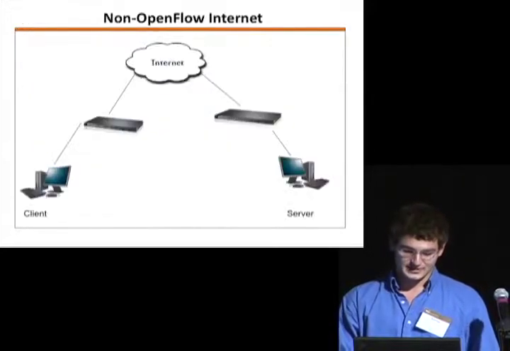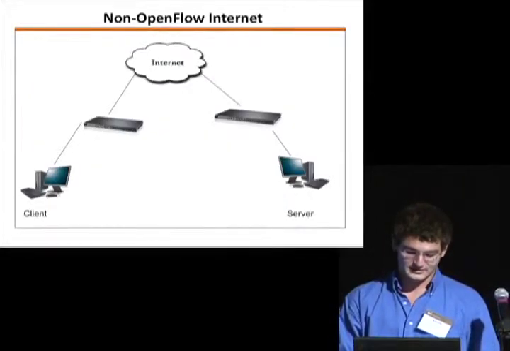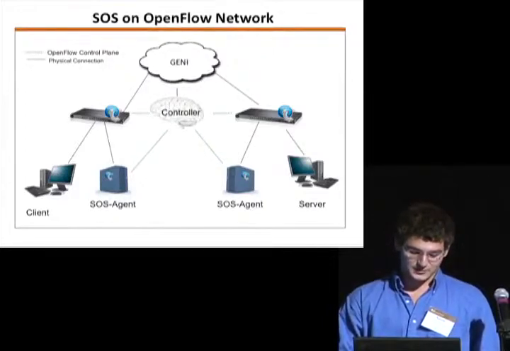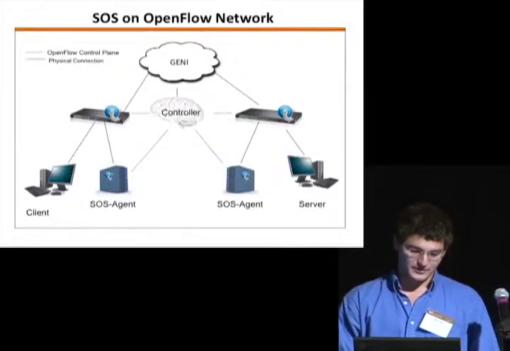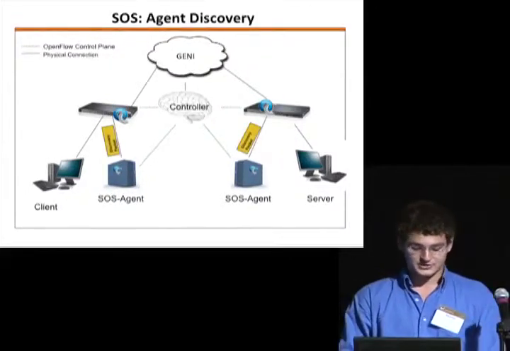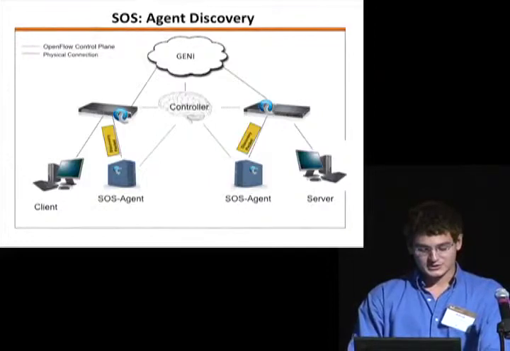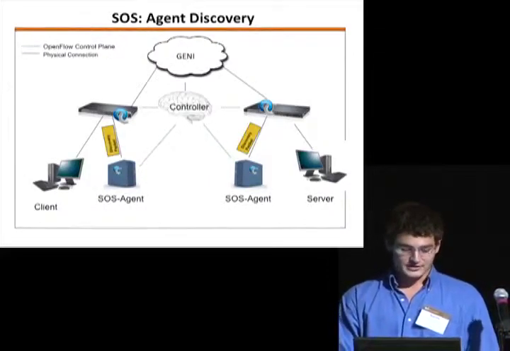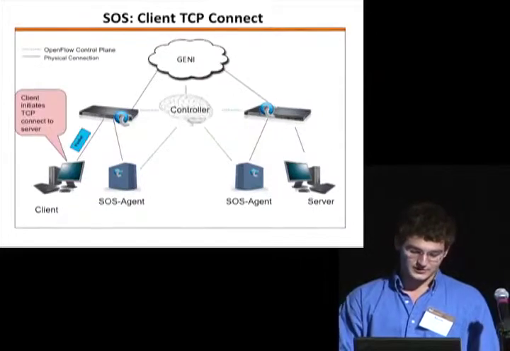So this is an image of how today's internet looks. Now with GENI and having software-defined networking, we're able to control the flows within the network. For this service, we deploy two agents along the forwarding path between the client and server. When the agents are started, they start transmitting discovery packets, which allow the controller to learn about them. At a later date, the client initiates a connection to the server.